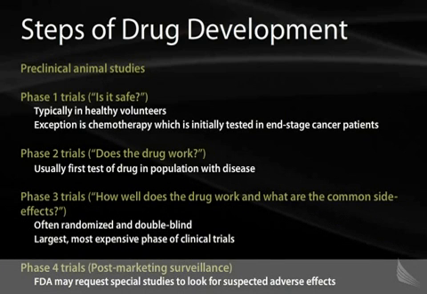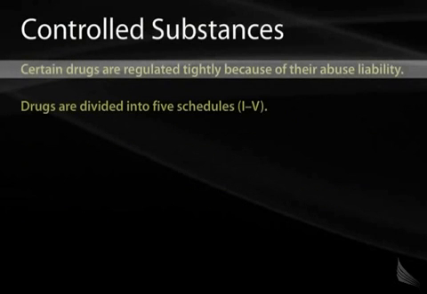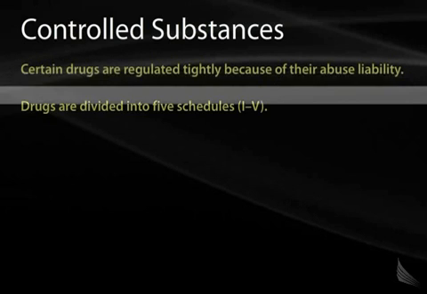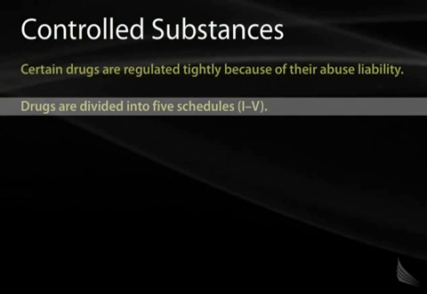Phase 4 trials usually occur after the medication has been approved, and these will follow the drug out many years to see what the long-term side effects of the medication are. Some medications, because of their abuse potential, are regulated highly, and they're divided into 5 schedules, Schedule 1 through Schedule 5.